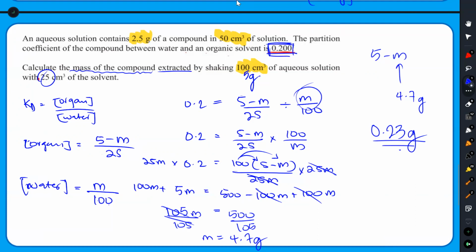And it makes sense because the partition coefficient is less than 1. Remember, if the partition coefficient is less than 1, that means your solute is more soluble in water. So you'll find a higher concentration in the water layer than your solvent layer. So the mass of the compound extracted by shaking is 0.23 grams.